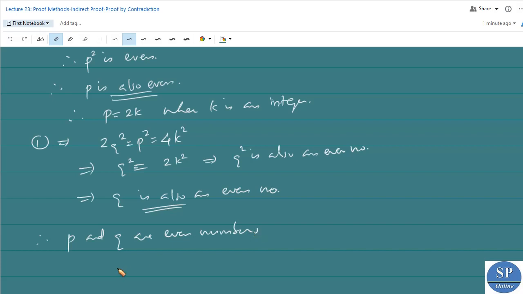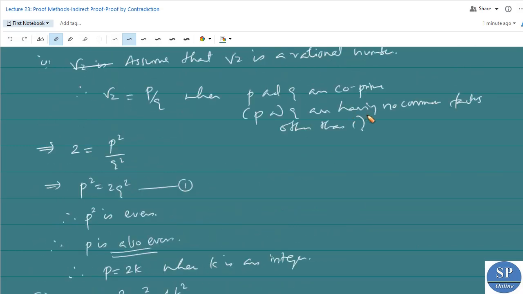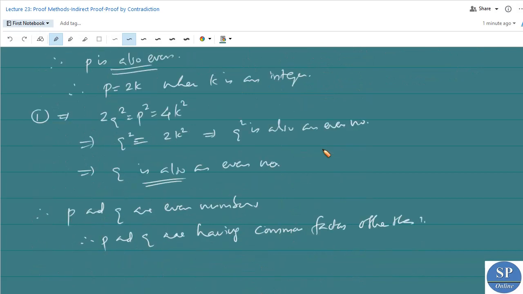That means p and q have common factors other than 1, which is a contradiction because we assumed that p and q have no common factors other than 1.